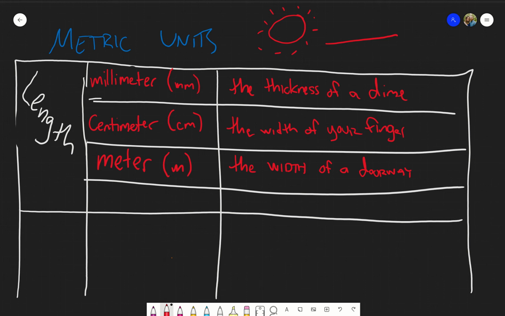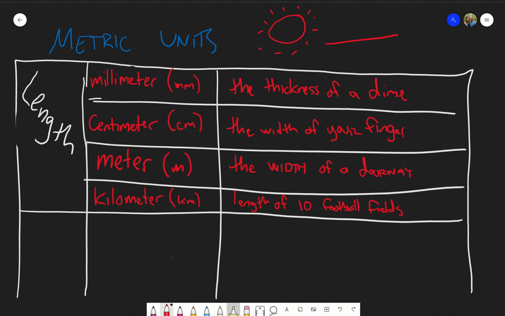And then we have a kilometer. And a kilometer is about the length of 10 football fields. Okay, so a kilometer is the length of 10 football fields. All right, these are the main units we use with meters. Meters is how we measure length. Okay, so these are the ones we do.